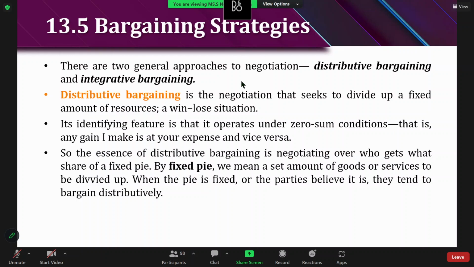So the essence of distributive bargaining is negotiating over who gets what portion of that fixed pie. By fixed pie, we mean the set of amounts of goods or services to be divided up. So we cannot increase that amount or the number of goods and services which need to be divided up between these two different conflicting or negotiating parties.